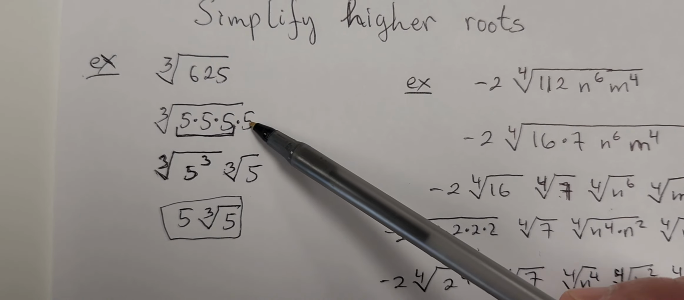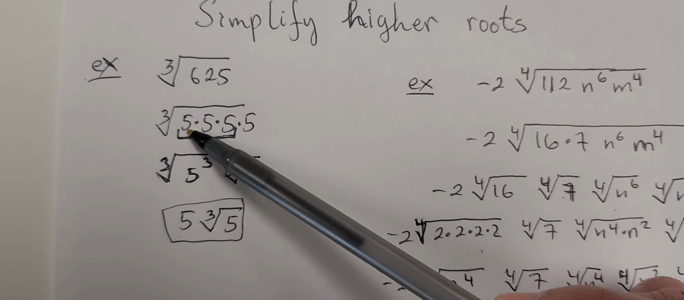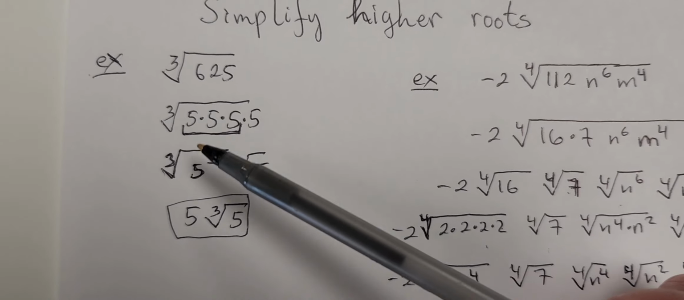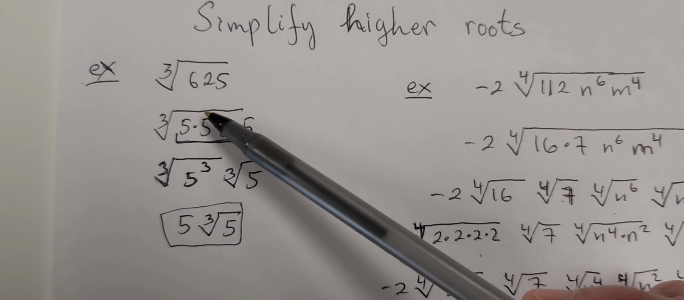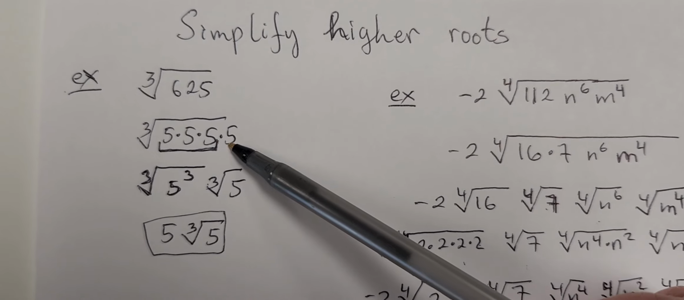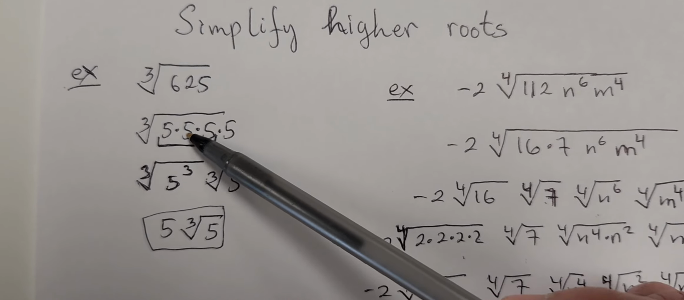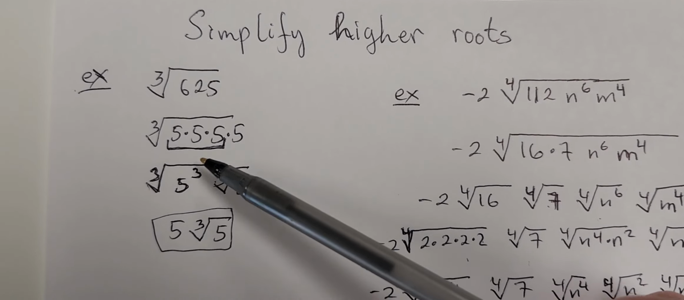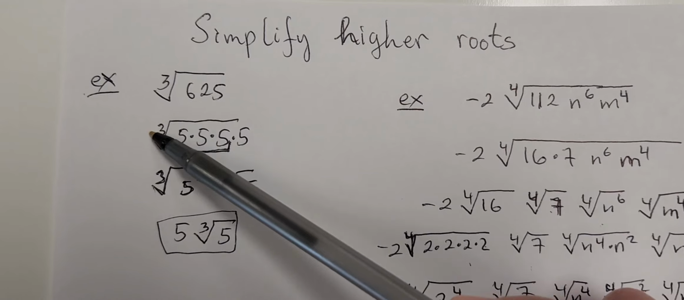These are the numbers that give me 625, and it would be nice if they are repeating so that we can get rid of the cube root. So again, find the numbers that multiply to give 625, and they are the same number repeating. In this case there are four 5s that give me 625, and then we will break this up by 3. Why 3? Because it's a cube root.